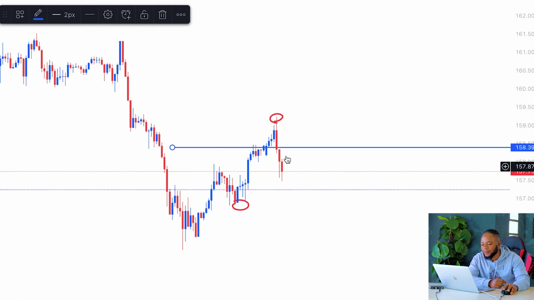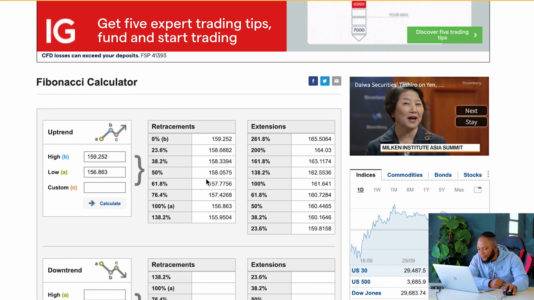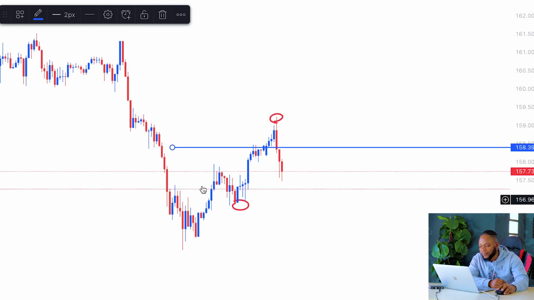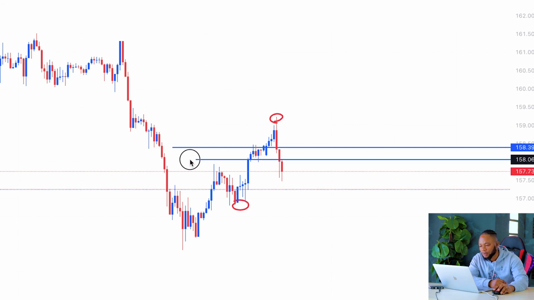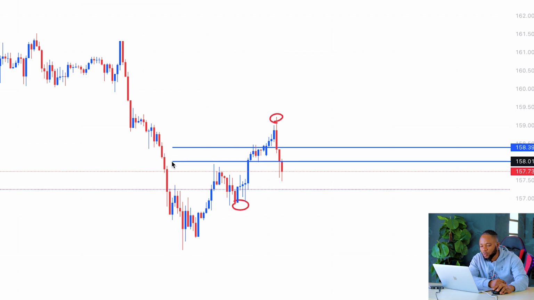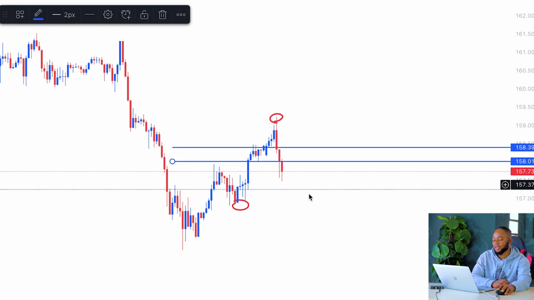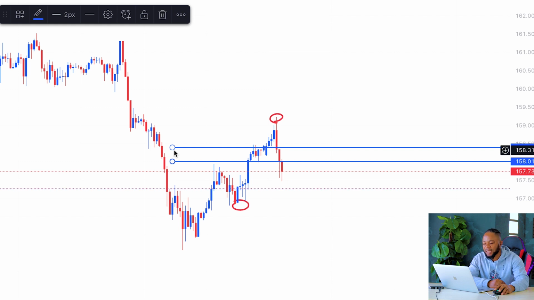Then let's look for the 50% level. The 50% level is 158.05. Let's come again, 158.05. Yes, good. So now we have our two levels, right? We have our 50% level, which is this one, and we have our 38% level.